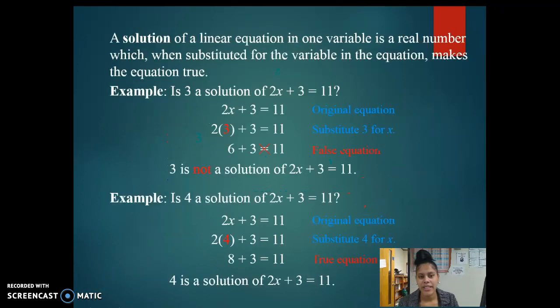A solution of a linear equation in one variable is a real number which, when substituted for the variable, makes the equation true. For example, is 3 a solution of 2x plus 3 is equal to 11? You're going to substitute the x and bring in the 3. So 2 times 3 plus 3 is equal to 11. 2 plus 3 is not equal to 11, so this is a false statement. 3 is not a solution of 2x plus 3 is equal to 11.